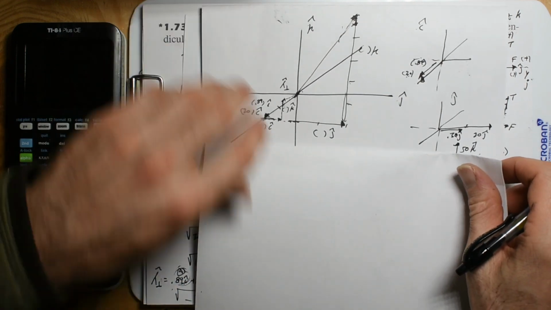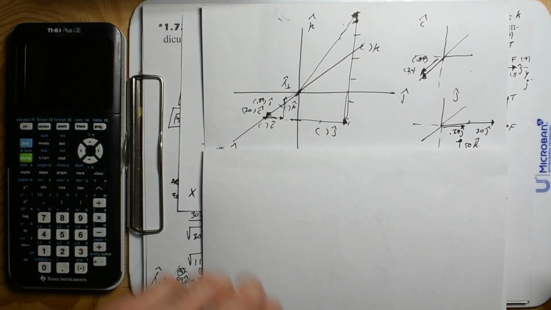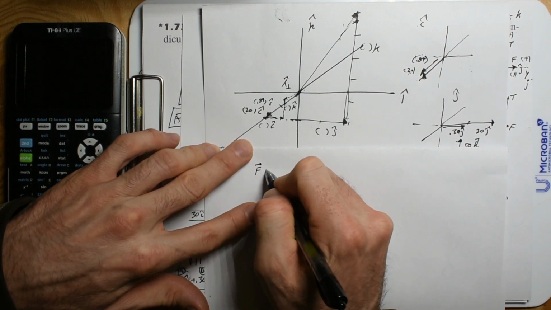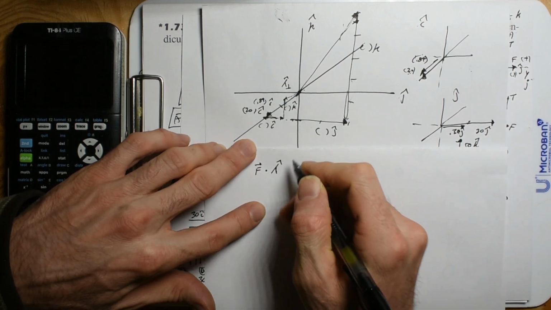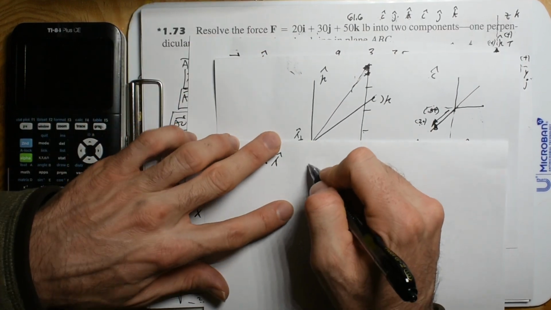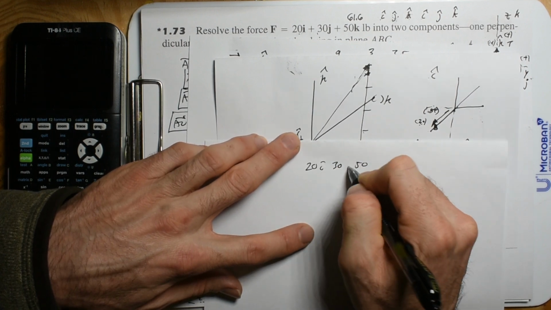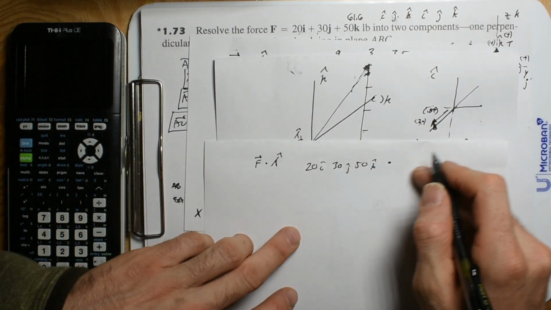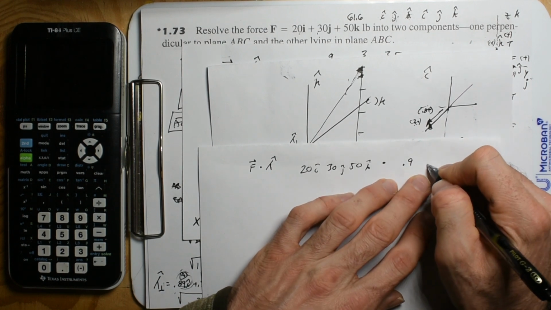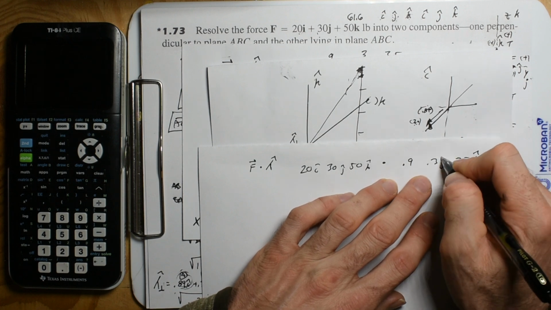I'm gonna slow down just a little bit. Give me a sec. All right. So what do we have? We have that force vector dotted with the perpendicular. We have 20, 30, 50. So we kind of have this down, 20, 30, 50, I, J, K, dotted with, I'm just going to simplify this. We got 0.9, 0.3, and 0.35. That's kind of fully simplified.